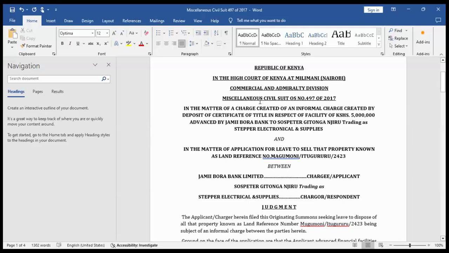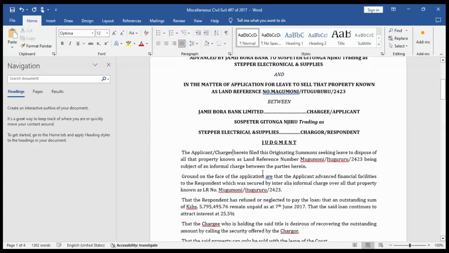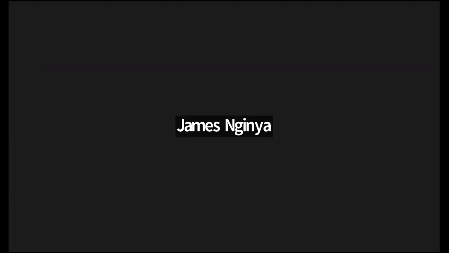Miscellaneous Civil Suit number 497 of 2017. Are we together? Yes, Mwalimu. So this is a very good case. It can come also in civil litigation.